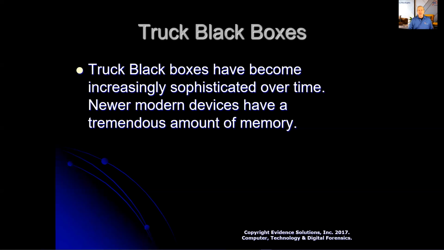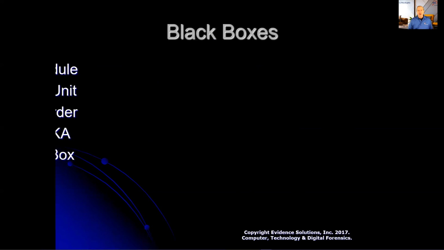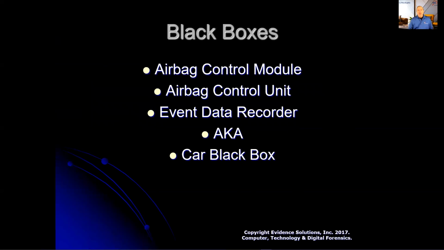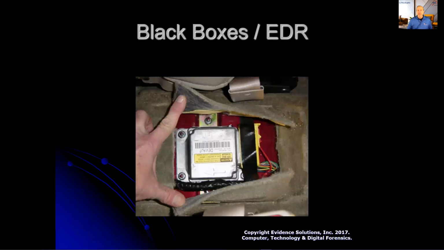Newer modern devices have a tremendous amount of memory and store a lot more information. Car black boxes, on the other hand, are also increasing in what they store. These are referred to as airbag control modules, airbag control units, or event data recorders, or EDRs. That's our common name for them, also called a car black box. This is a car black box.